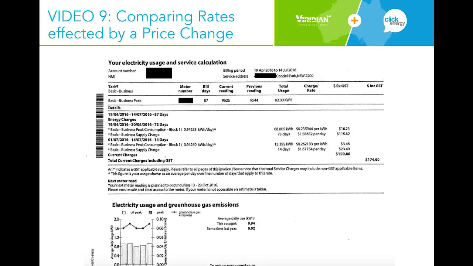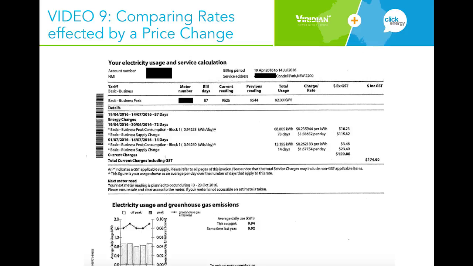Now, usually in Queensland, New South Wales and South Australia, a price change will happen on the 1st of July. In Victoria, it is usually on the 1st of January. That's important to know when talking to customers, that this is when they can expect price changes to happen on or around that time based on where they live.